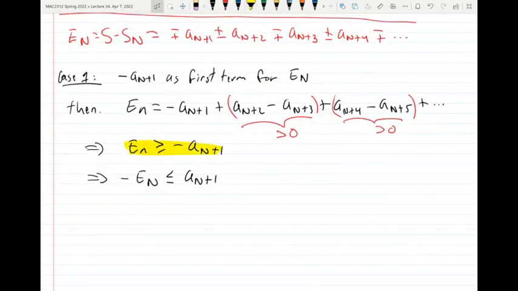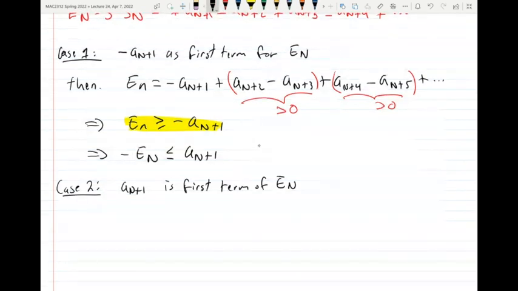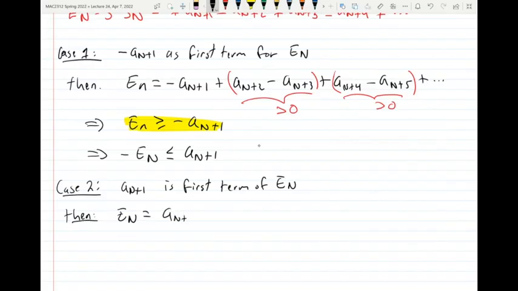Now let's do the same thing, but what if the first term is positive instead of being negative? So the other possibility would be that A_{N+1} is the first term of E_N. So in this case, we have that E_N is A_{N+1}, then minus A_{N+2} plus A_{N+3} minus A_{N+4}.